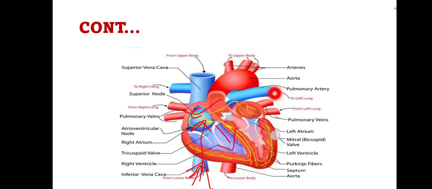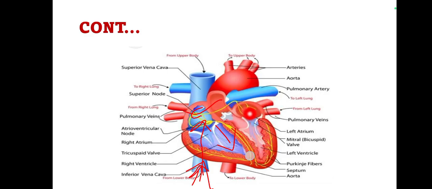So the left pulmonary artery carries all the deoxygenated blood to the left lung, and the right pulmonary artery carries the deoxygenated blood to the right lung for purification, for oxygenation. When it becomes purified, all the oxygenated blood comes into the left atrium. This is the left atrium, you can see.